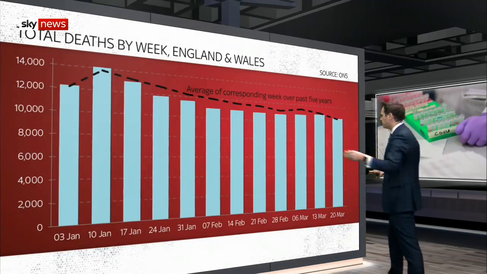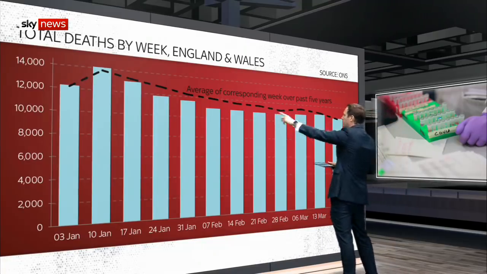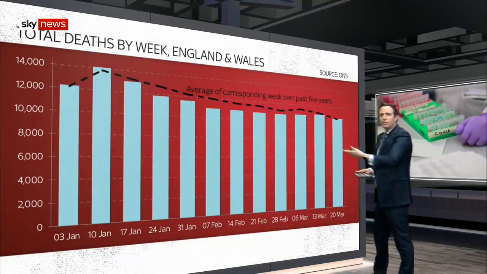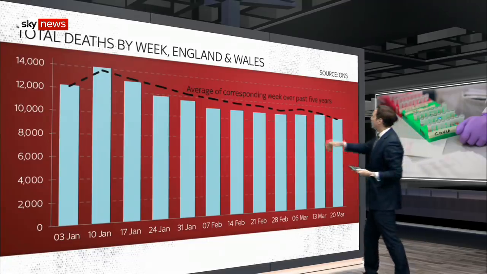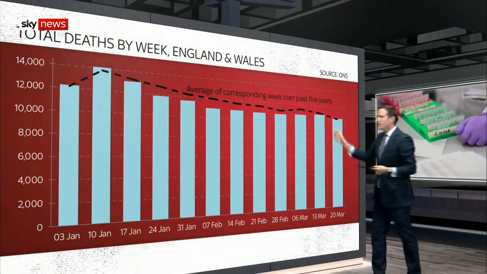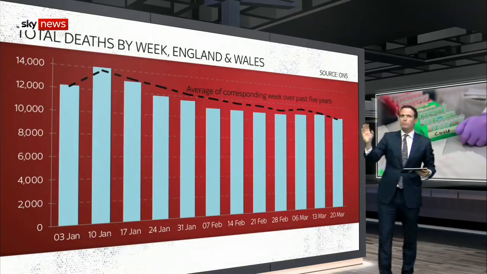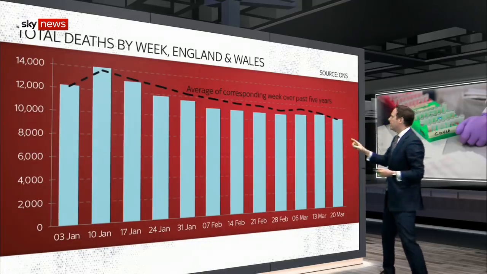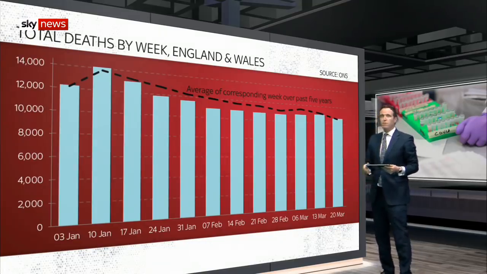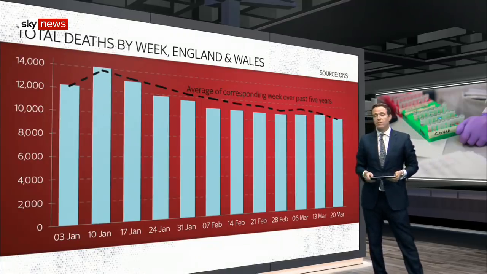Why does this matter? Because we can chart, we can compare, look at the bars versus the dotted line. We can compare how we're doing now with previous years. And if it turns out that these bars, which are slightly below the average of the last 5 years, in the coming weeks start to rise above the average, that suggests there's a real problem across the UK. We'll be keeping a close eye on this chart and all of the other charts because they give us a sense of where we might be heading in the course of the next few weeks.